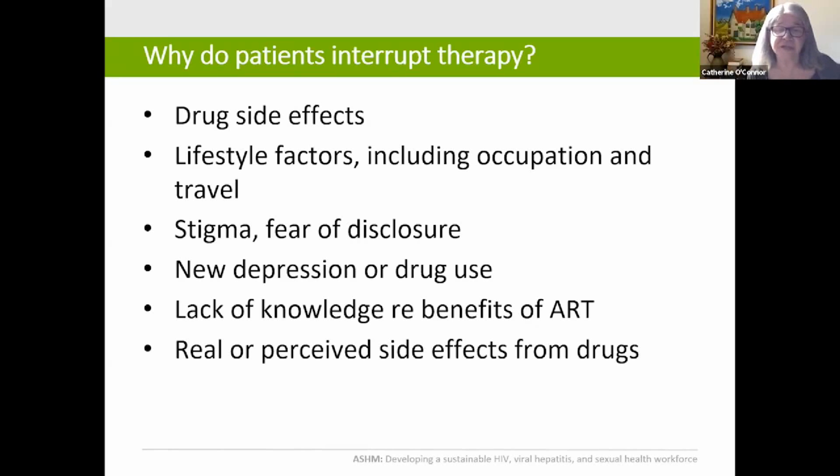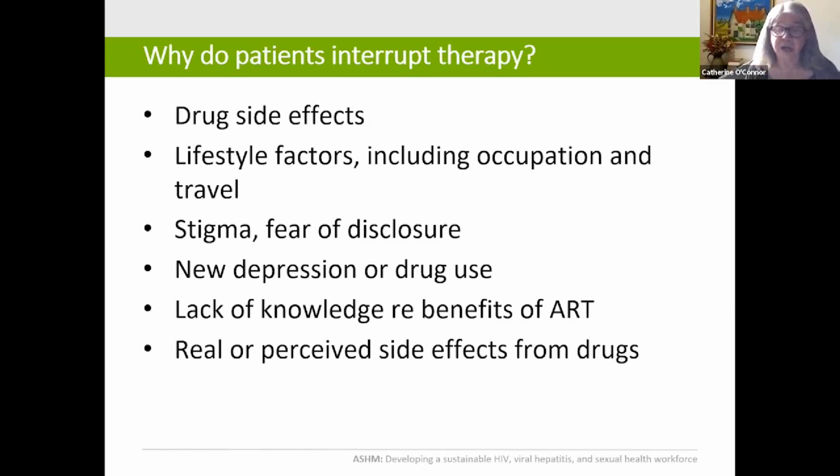People are travelling overseas and they're worried that they'll have to show their drugs at customs, or they're having to travel and they're worried that they might be in someone's house and their drugs will be seen. They can be frightened of stigma and disclosure, people coming to their house and seeing their drugs, them staying somewhere else and their drugs being seen. It can be a new episode of depression.